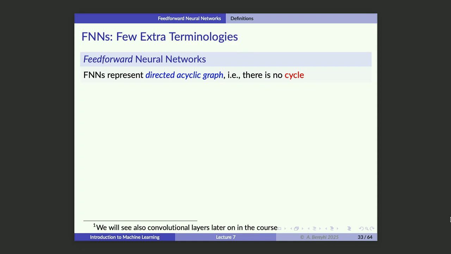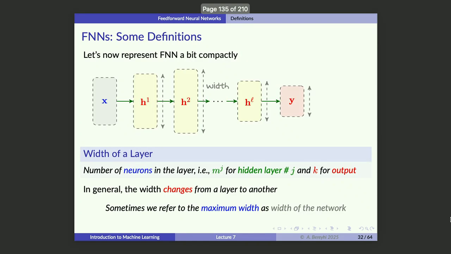Yes? On the previous slide, when you say in general the width changes from one layer to another, is the width always referring to whatever layer you're at? Yes, whatever layer you're in. The width of the first layer is M1, the second layer is M2, and so on. But if you hear people say the width of the network, they usually mean the largest width.